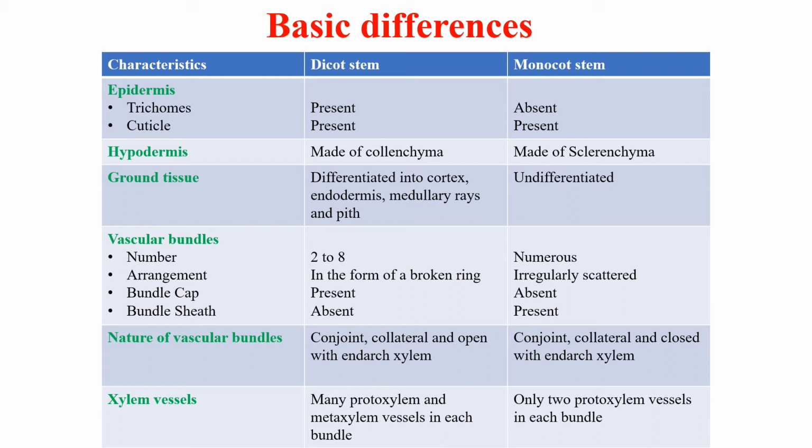The number of vascular bundles. Monocots and dicots have a clear difference between the presence and the number of vascular bundles. For example, dicots have 2 to 8 vascular bundles, whereas monocots normally have numerous vascular bundles, and the way they are arranged also differs, and the bundle cap, etc. So there are differences as far as the vascular bundles are concerned.